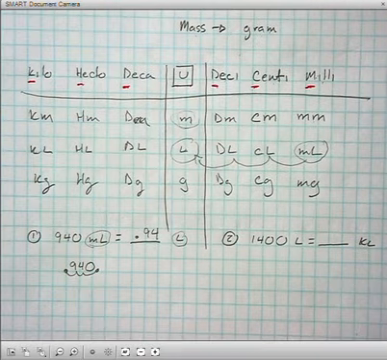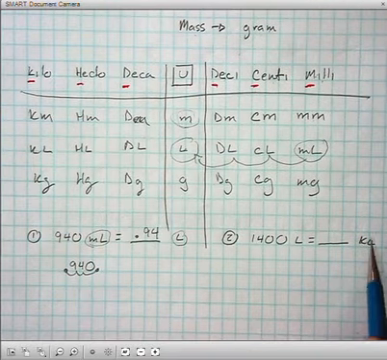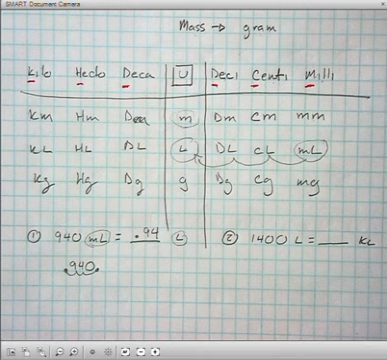So I've got 1,400 liters. I'm going to convert that to kiloliters. Now I'm starting at liters, and I need to get to kiloliters. So I'm going to move my decimal 1, 2, 3 spots to the left. I start with 1,400 and move my decimal three spots to the left. Now it's in between the 1 and the 4, so it's 1.4.